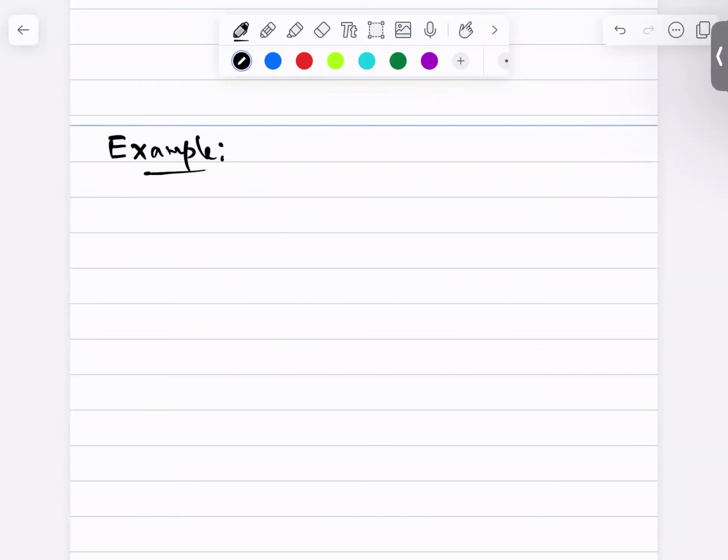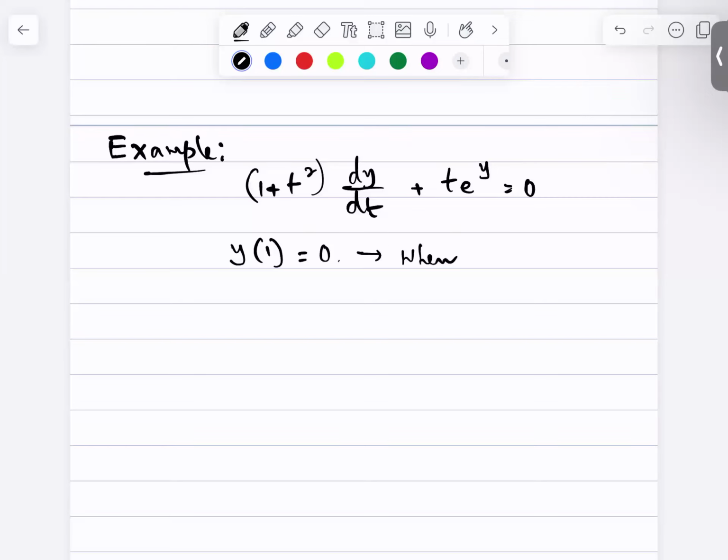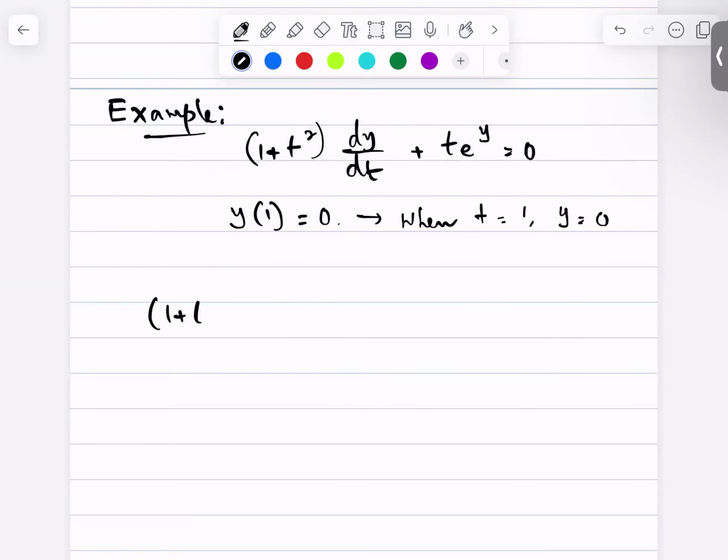Say the question is now given like this: 1 plus t square dy over dt. Here the x is replaced by t, the independent variable. So say I have this differential equation, and with one more condition, that when my t is 1, my y is 0. Okay. So let me first solve the differential equation to get the general solution, and then we will see what is a particular solution.